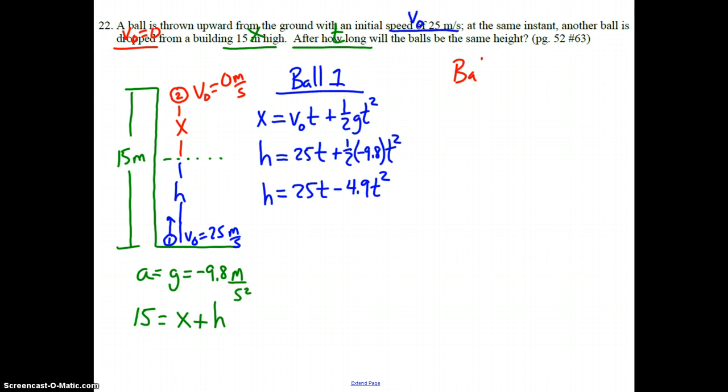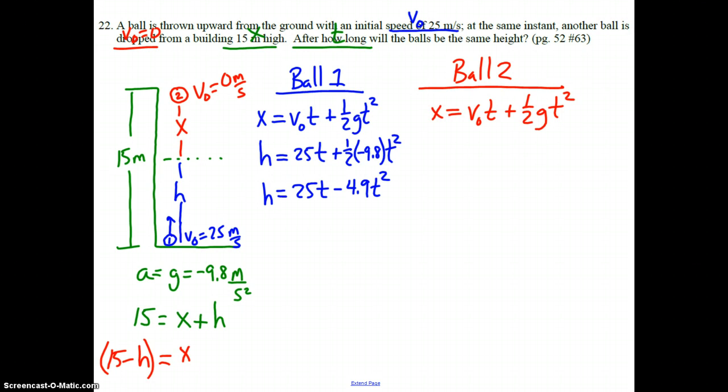So we go to ball 2. Let's see if we can get a motion equation for that. We start off the same, x equals v0t plus 1/2 gt squared. And here's a really key important moment. The x value, we can express in terms of the fact that it's 15 minus h, and we can use that as a substitution here to get h in that equation.